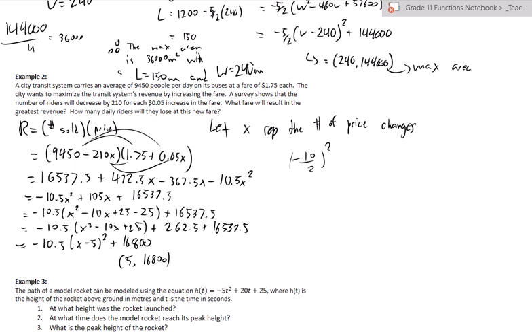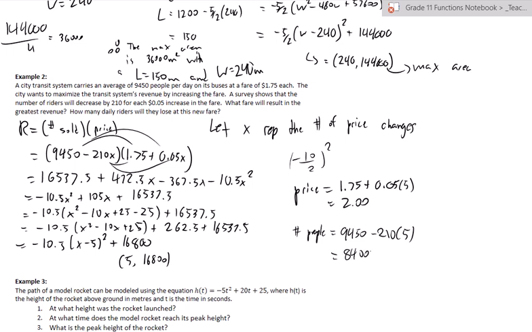All right, from our vertex of 5 and 16,800, we have a max revenue of 16,800, and we're told that the number of changes is 5 times. So we need to figure out what the price is, and the number of tickets sold. So our new price is going to be $1.75 plus 0.05 times 5. That's going to give us $2. And then our number of tickets is equal to 9,450 minus 210 times 5. And that's going to give us 8,400 new riders.